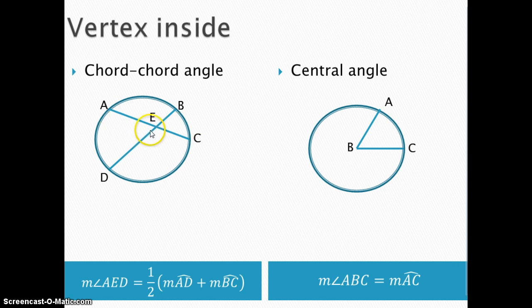Now we know that these two angles right here, angle AED and angle BEC, have to be congruent because they're vertical angles. So using similar reasoning, we can say that angle BEC is going to be arc AD plus arc BC divided by 2.